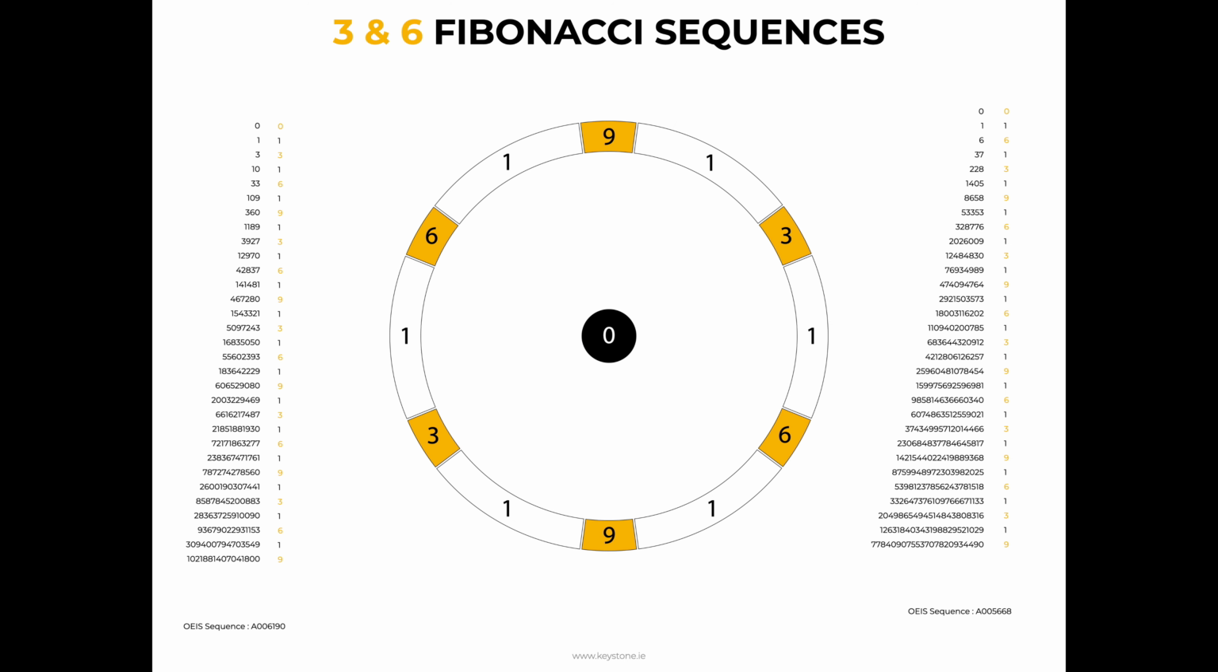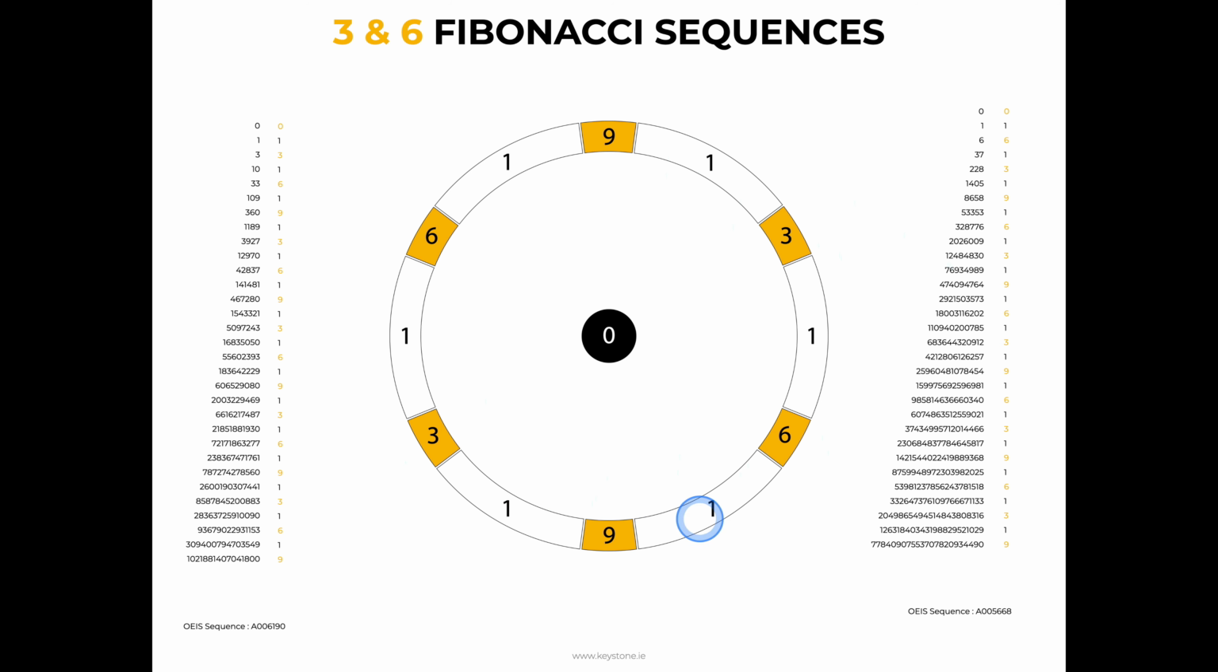We also find this Fibonacci sequence. This is called the 3 and the 6 Fibonacci. This one is very different because all we have is ones. 1, 1, 1, 1, 1, 1. And our golden keystone sections are also different. 3, 6, 9, 3, 6, 9. In all the other ones so far, it was 3, 3, 9, 6, 6, 9. But this one is 3, 6, 9, 3, 6, 9.